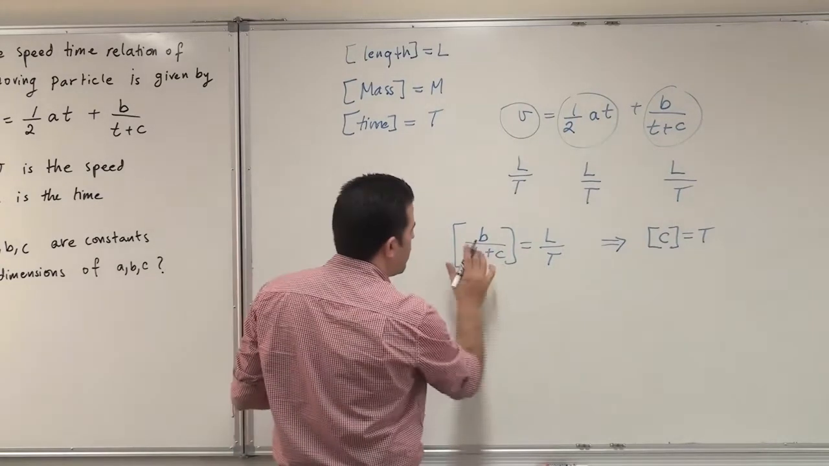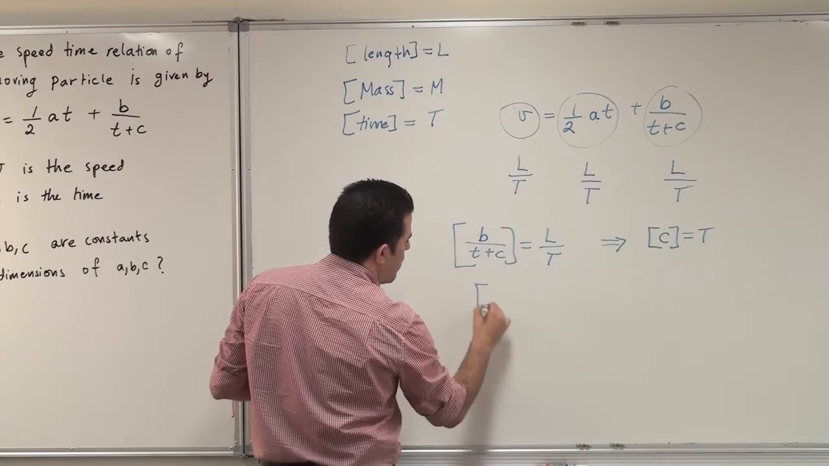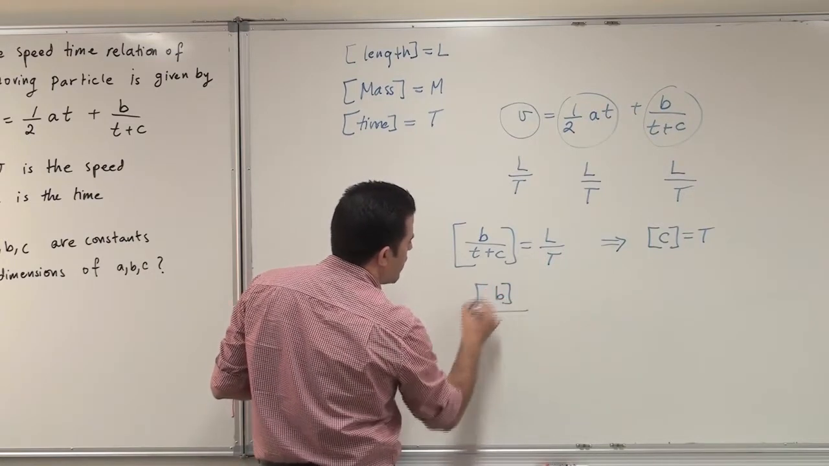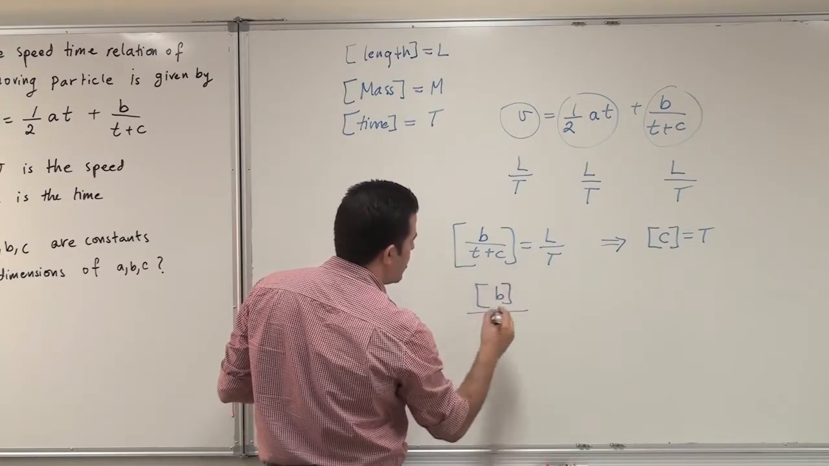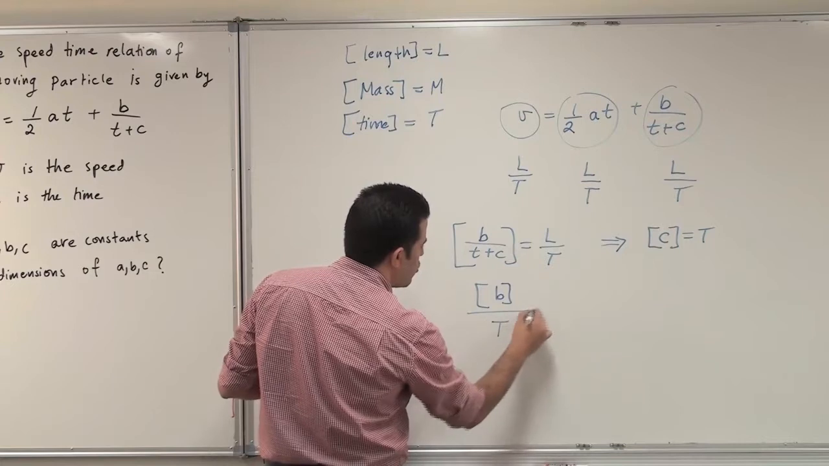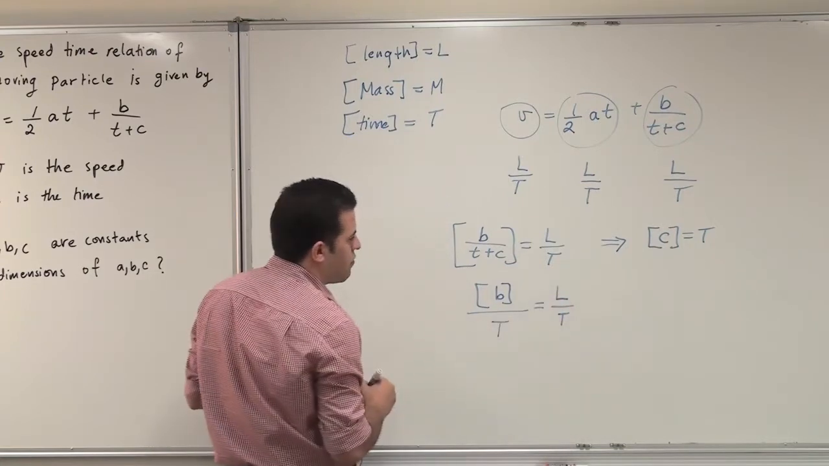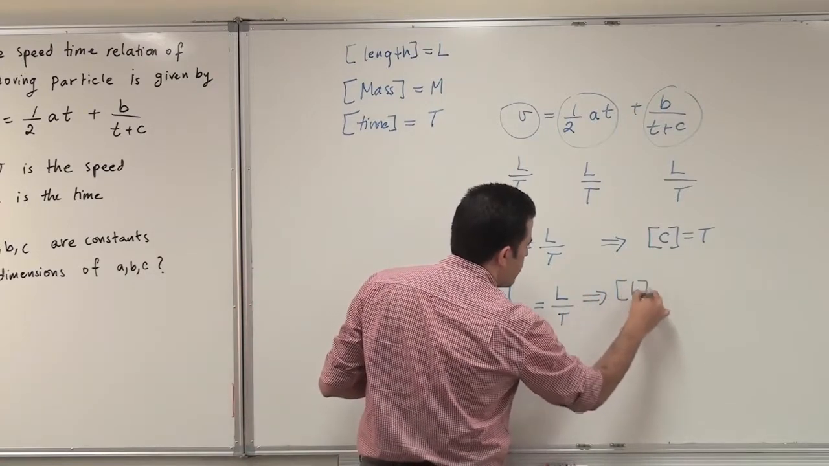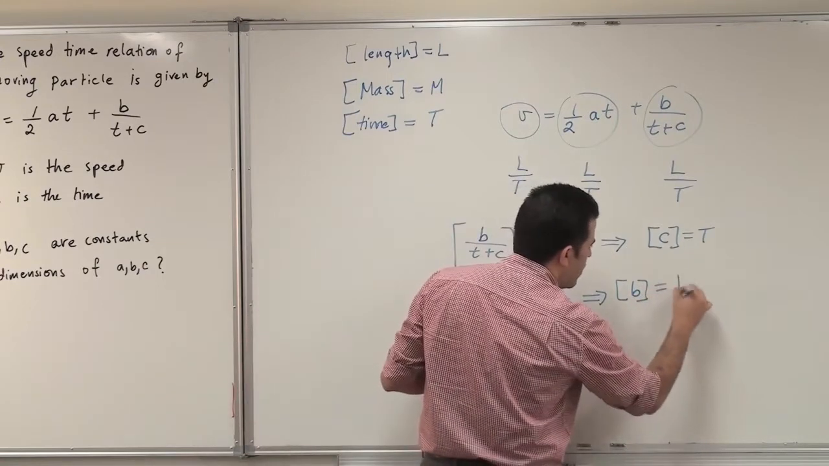And now the same equation can be given as the dimensions of B divided by what we found here, the dimensions of C to be T, should equal L divided by T, which will give that the dimensions of B will be, I can cross this with this, L.